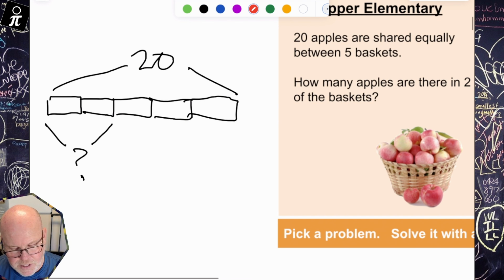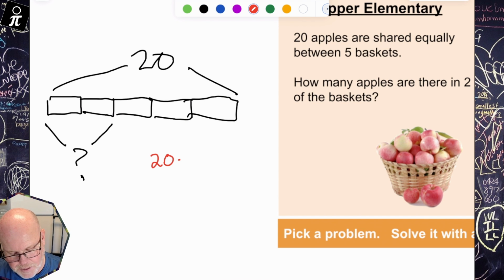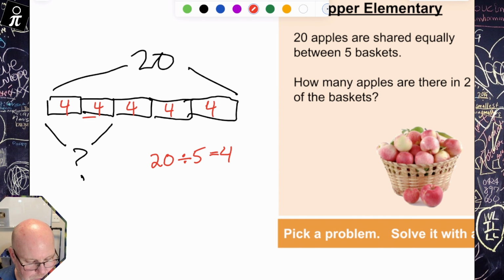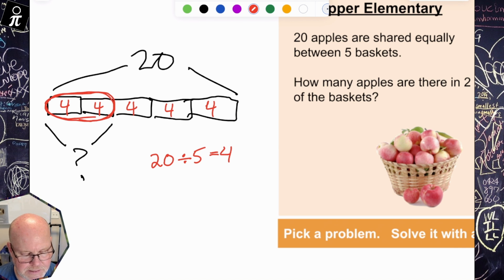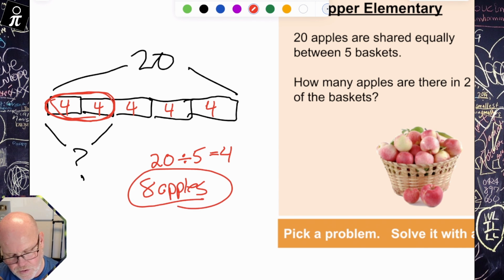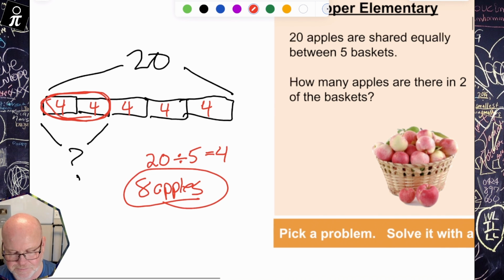Well, first thing I'm going to do is take 20 and divide by 5. That gives me 4 apples inside each of the baskets. 2 of those baskets is a total of 8 apples in those 2 baskets.